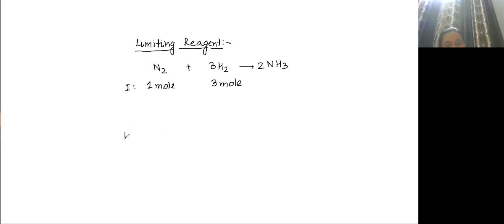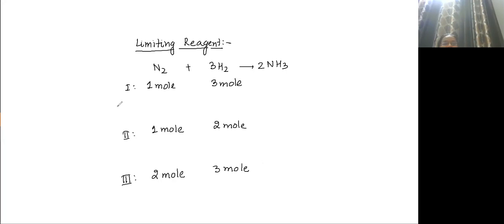In second condition, we take 1 mole of N2 and we take 2 mole of H2. In third condition, we take 2 mole of N2 and 3 mole of H2. Now tell me, in first case, any limiting reagent will be there. 1 mole react with 3 mole. Limiting means, what do you mean by limiting? Limiting means the reactant amount which is still left. Complete amount is not reacting. One is present in excess, one is present in limited amount.